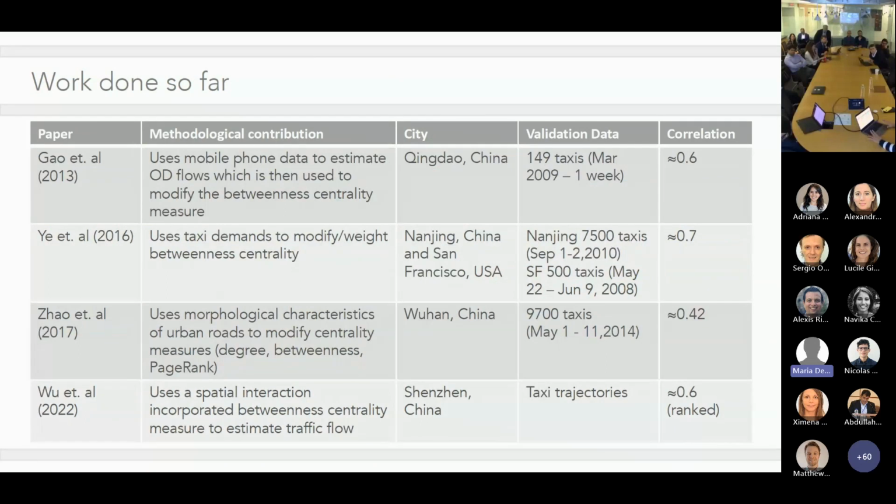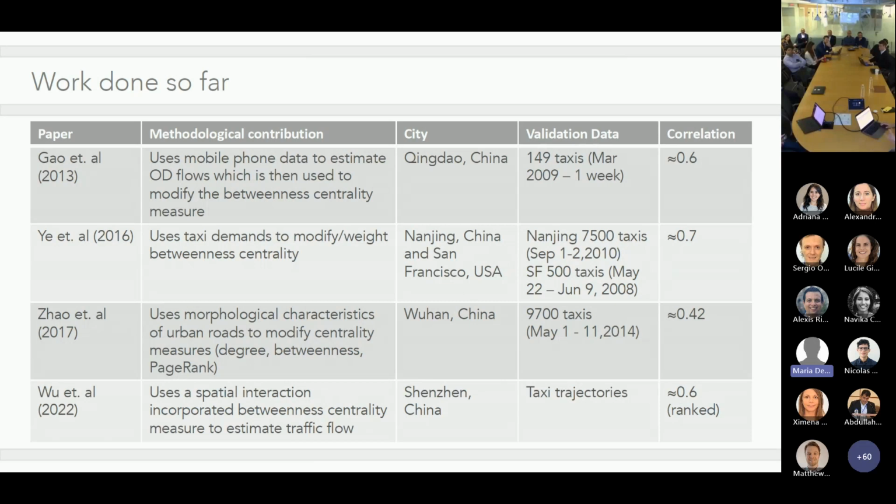Once we had a fair idea of what we wanted to do, we looked back at the literature to see what work has been done in this area, and how well incorporating origin destination flows correlates with real world data. What we find is, for the most part, origin destination flows are added using either mobile phone data or taxi demands. There's always this demand supply data that's added to modify the betweenness centrality metric. And usually it is validated using GPS data from taxis.